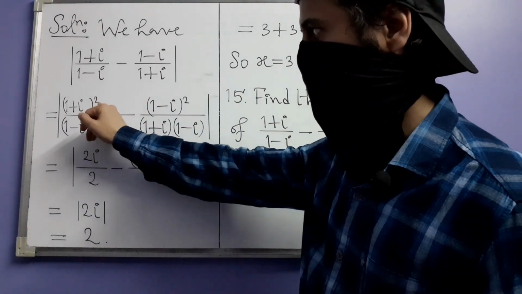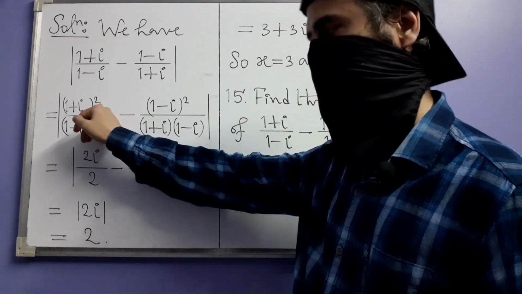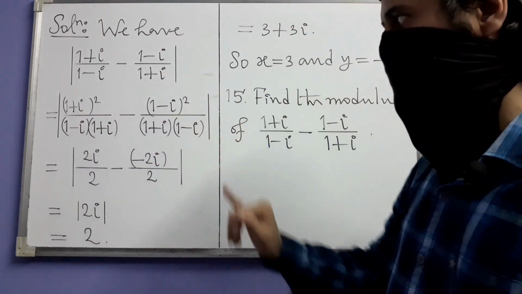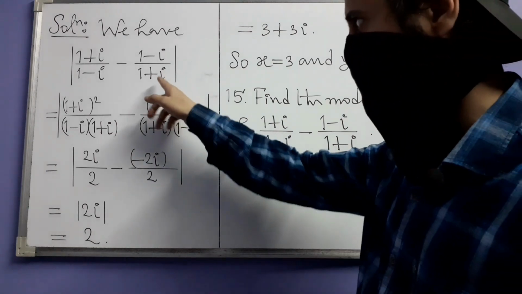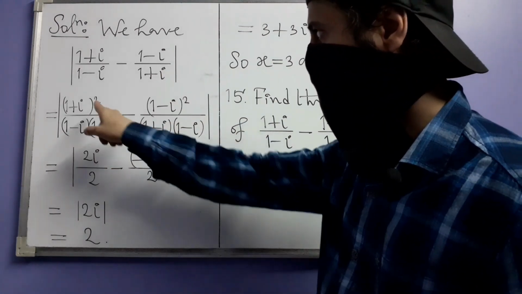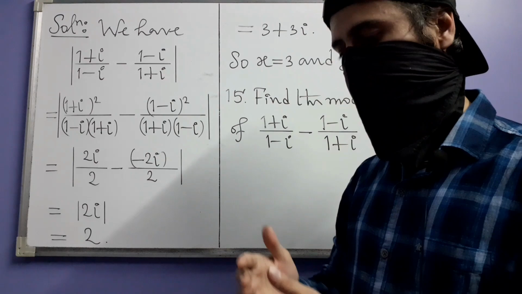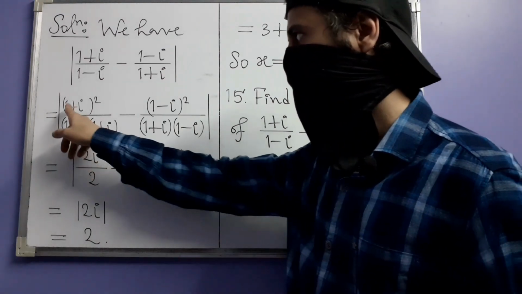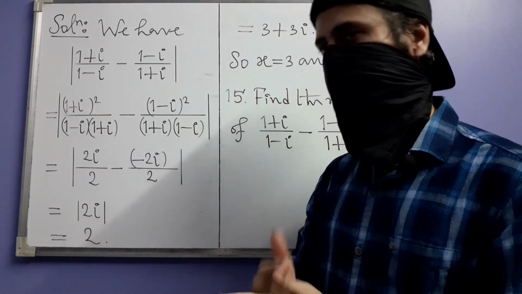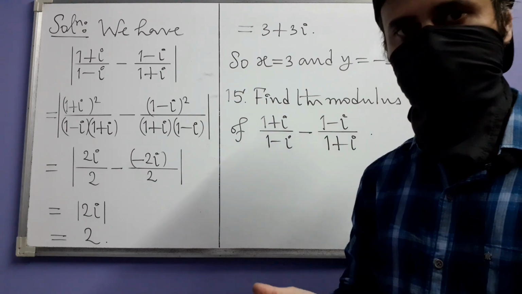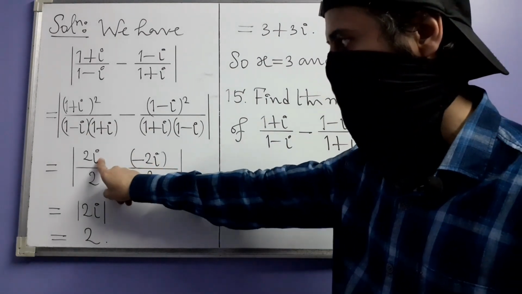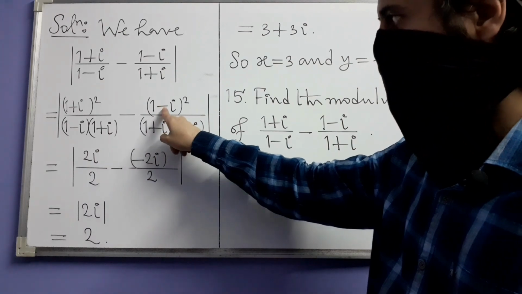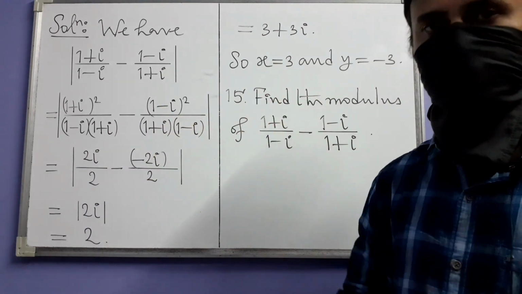So that's how we have 1 plus i square in the numerator. Similarly, here we multiply and divide by 1 minus i, the conjugate of 1 plus i, which is the denominator here. Now, what are these squares? If you expand these squares, you get 1 square plus i square, which is 0 because i square is minus 1, plus 2 times 1 times i, that means 2i. Similarly, here you will have minus 2i.